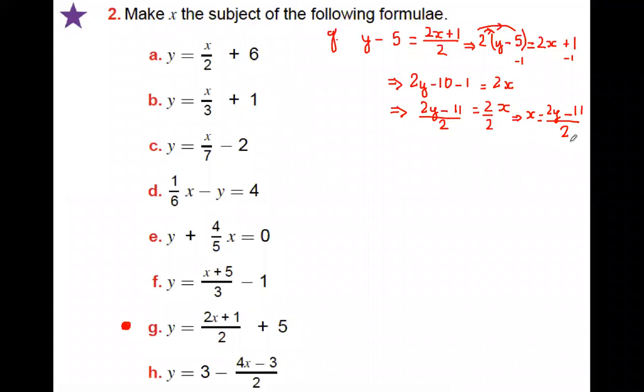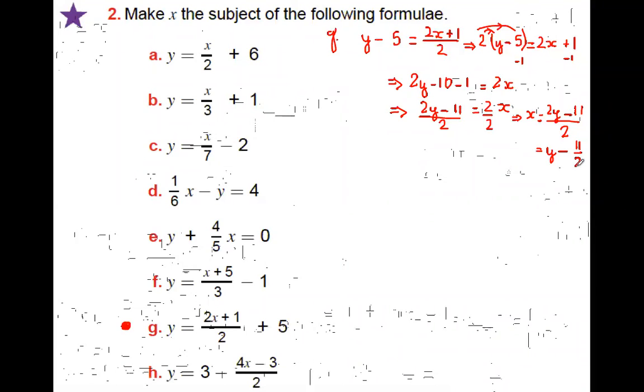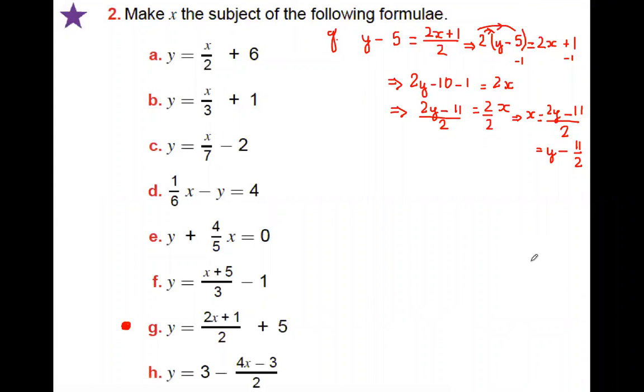So we can leave it like that. Or you can say 2y over 2, which is y, minus 11 over 2. So you can rewrite that as y minus 11 over 2. Yeah. So I'll check some marking instructions on past papers just to make sure that this is still acceptable.